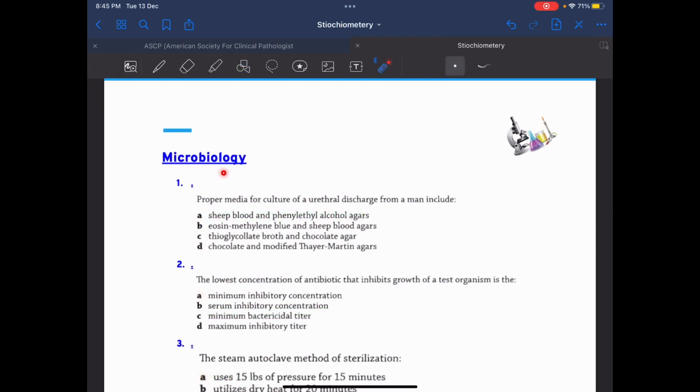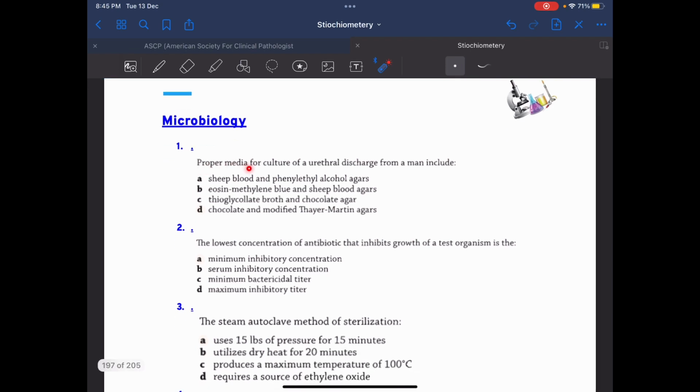Now MCQ in microbiology. Question number 1. Proper media for culture of a urethral discharge from a man include sheep blood and phenyl ethyl alcohol agars, eosin methylene blue and sheep blood agars, thioglycolate broth and chocolate agar, chocolate and modified Thayer-Martin agar. So the correct answer is D. Chocolate and Thayer-Martin agar.